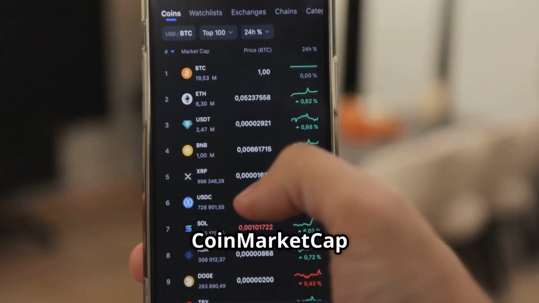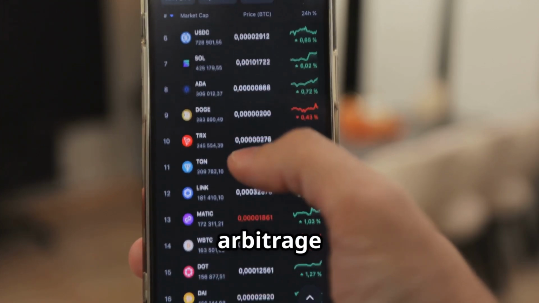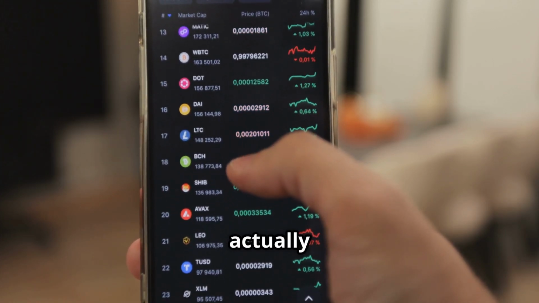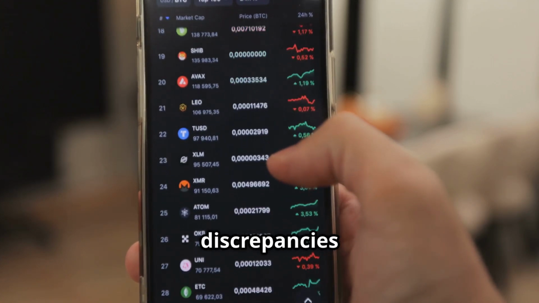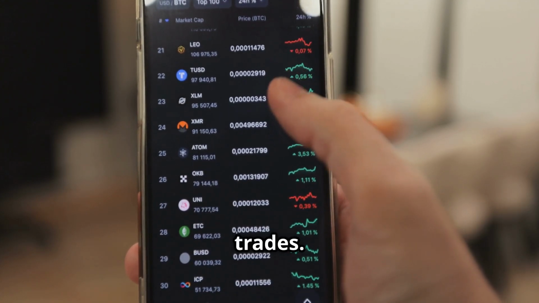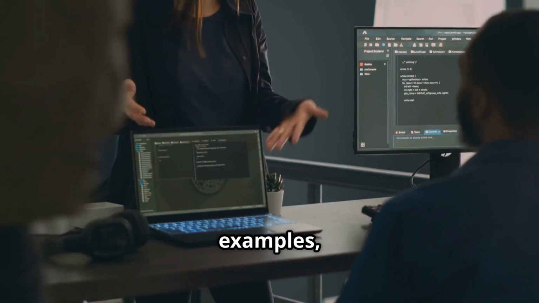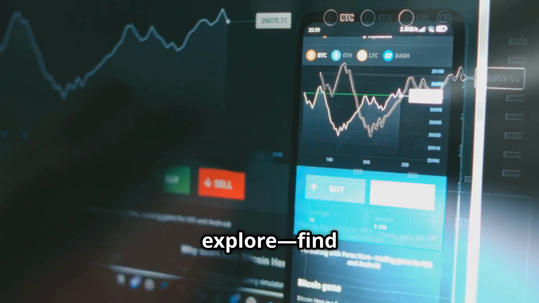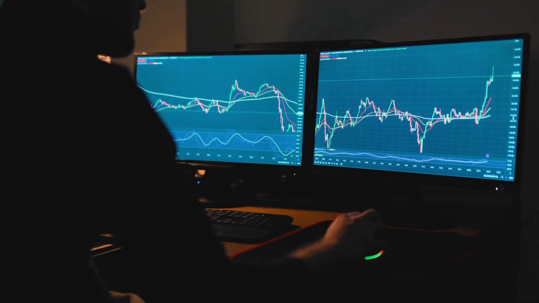And while CoinMarketCap Pro isn't strictly an arbitrage tool, its price alerts and portfolio tracker can actually be super valuable for spotting price discrepancies and managing your trades. Honestly, these are just a few examples, and there are always more tools being developed, so go ahead and explore. Find what works best for you.